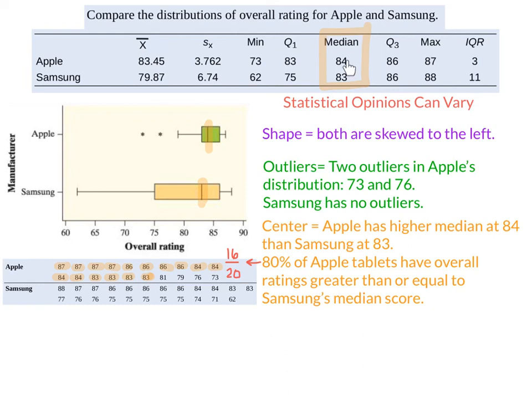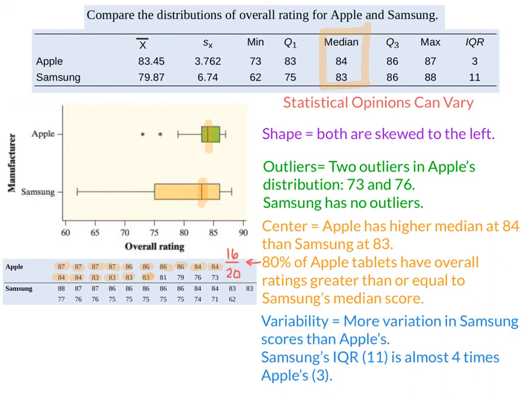And looking at center, our median is where we're going to look, and it is very close. So Apple beats out Samsung by 1 point at 84 instead of 83. So they're very close. But something else I looked at was that I wanted to see how many of Apple's overall ratings in their raw data were either 83 or above. And 16 out of 20 of those, which is 80%, are higher or the same as Samsung's median score.